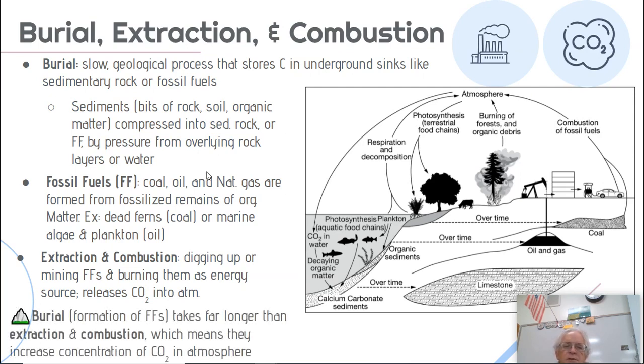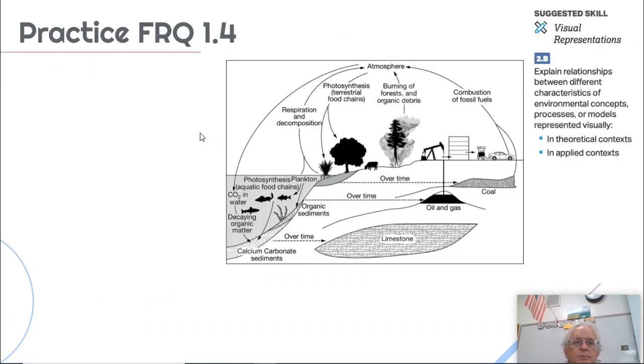The formation of fossil fuels takes far longer than extraction and combustion, which means they increase the concentration in the atmosphere. In other words, this right here went down 65 million years ago. The carbon that went down there 65 million years ago hasn't been up in the atmosphere for 65 million years. And so when we burn it, it's CO2 that has not been up in the atmosphere for 65 million years. So let's look at a practice FRQ.